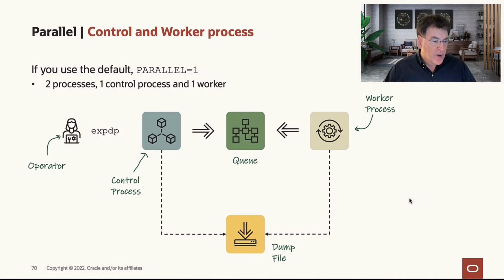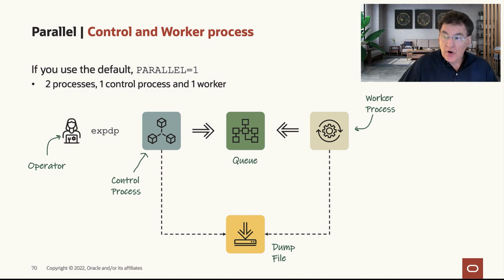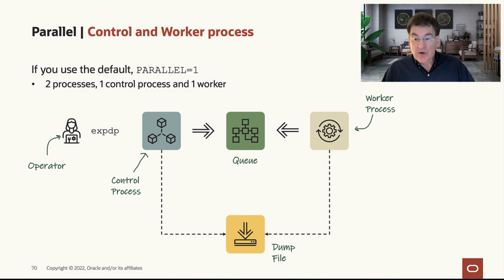Hey, thanks, Mike. Let's dive into the parallel feature of Data Pump. Now, if you use the Data Pump default for parallelism, parallel equals 1, a job starts with a minimum of 2 processes, a control process and 1 worker. The control process verifies the parameters in the job description. It controls and assigns work items to the worker.